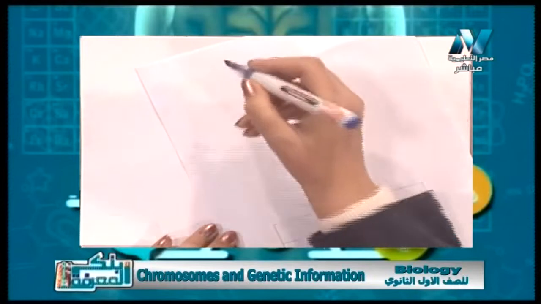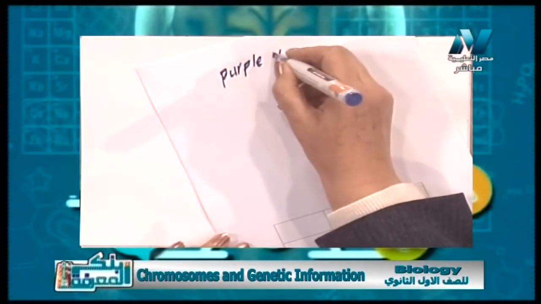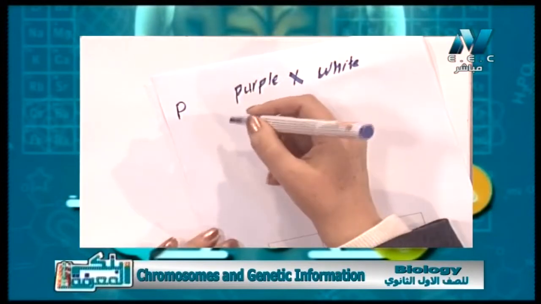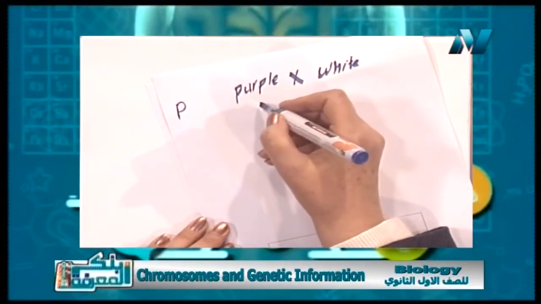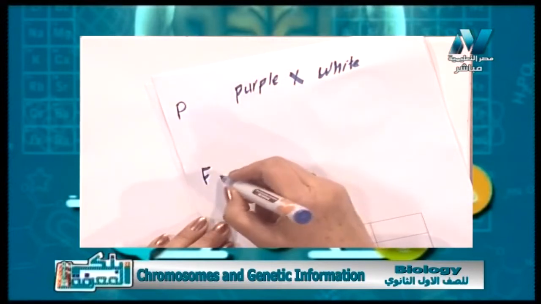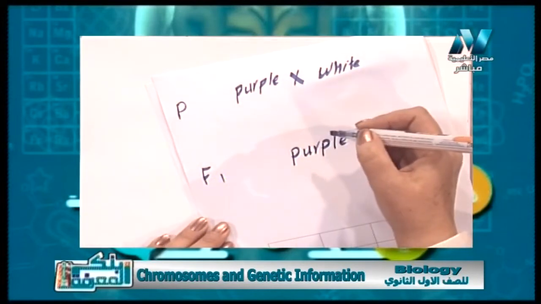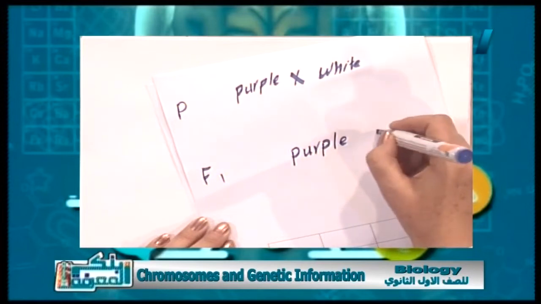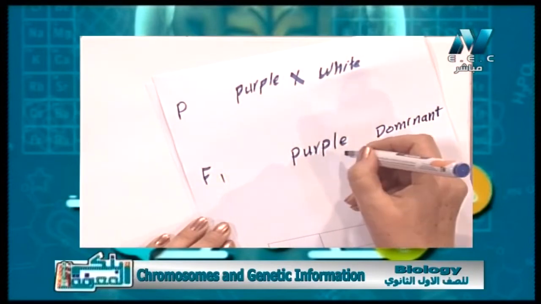He cross-pollinated the purple flowered plants with white flowered plants, and these are the parents. And because each character is represented by 1 pair of genes, for each character we have to think about 2 genes. And because Mendel found in the first generation all individuals were purple flowered plants, he called the character which appeared in the first generation dominant. So the dominant character is the character which appears in the first generation.